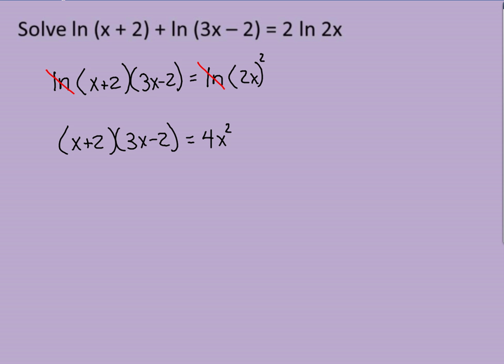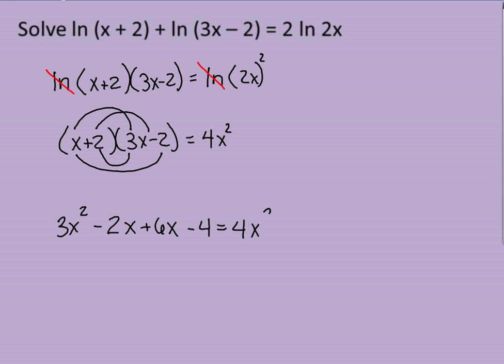Now on the left side, we are going to need to FOIL. X times 3x gives me 3x squared. Outside, negative 2 times x is negative 2x. Inside, 2 times 3x gives us 6x. And last, 2 times negative 2 gives us negative 4. If we combine like terms on the left side, we are left with 3x squared plus 4x minus 4 is equal to 4x squared.